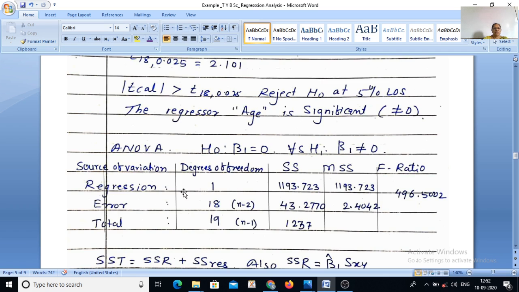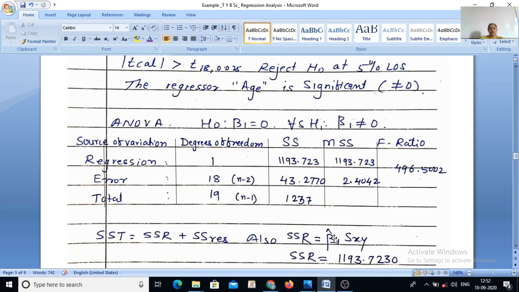As we discussed earlier, there is 1 degree of freedom, because in order to estimate the regressor we use SSR equal to beta 1 cap into SXY. So we are using 1 parameter in order to find the regression.